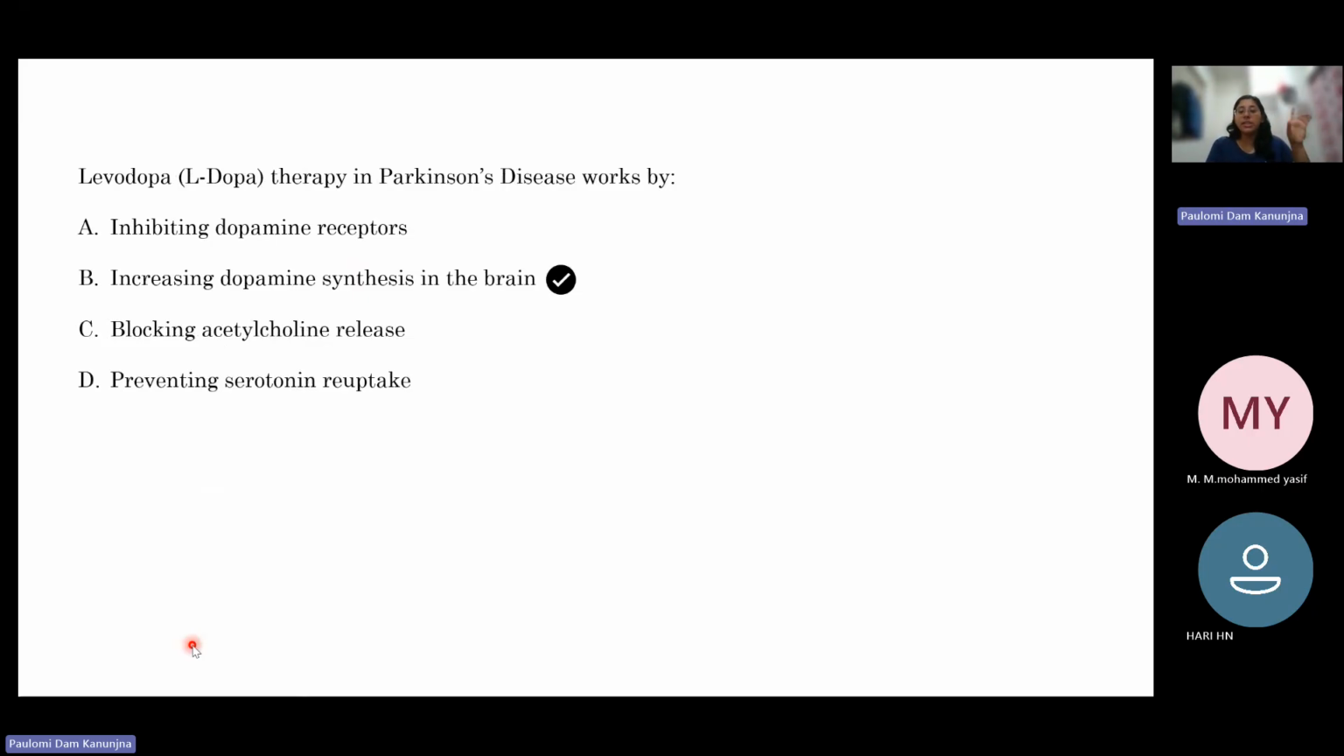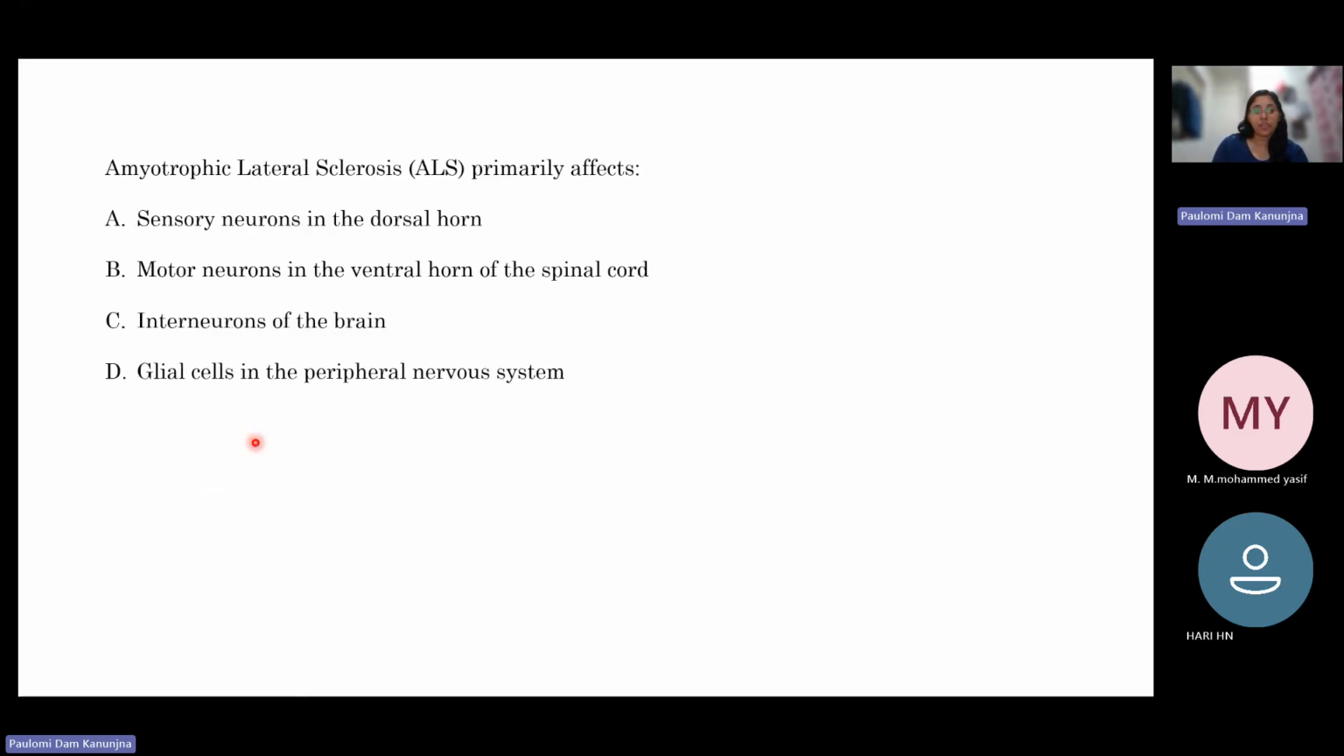L-DOPA is a precursor, it gets converted to dopamine. Now you have given the dopamine, which is required, and it does its regular activities. So you don't inhibit the dopamine receptor, you want dopamine activity. That's why you're increasing the synthesis. And acetylcholine and serotonin are not directly associated with Parkinson's disease. If you're talking about Parkinson's, we are talking about dopamine. Good.